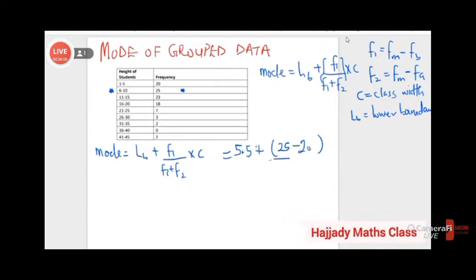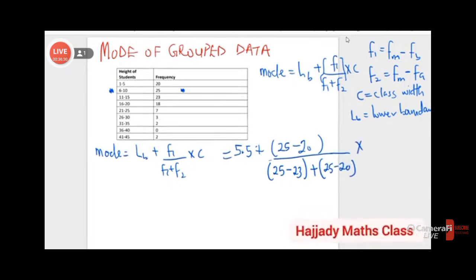That is my F1. Everything over F2, which is the frequency of the modal class minus the frequency after it. The frequency of the modal class is 25, the frequency after it is 23. That is my F2. My F1, I'm going to repeat this, is 25 minus 20, multiplied by my class width, which is 5, from 1 to 5.